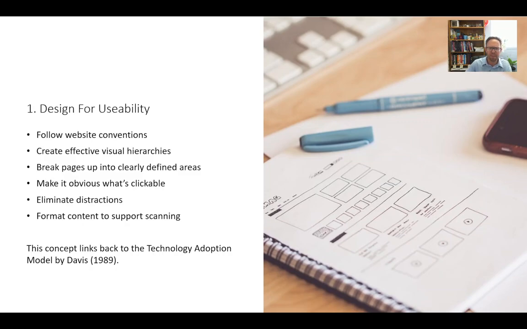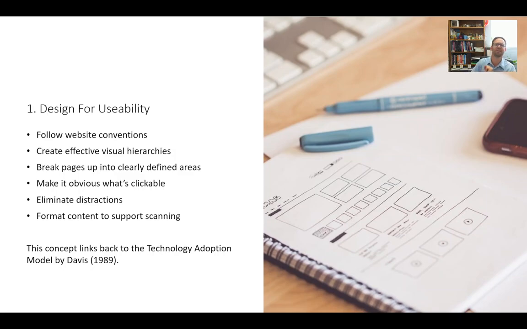So you need to break up pages into clearly defined areas so that it's not all blended together and mishmashed together, and it looks like there's just a big dump of information coming through, right? That's not good as well. So when we design web pages, we've got clear segments, defined areas for different things.